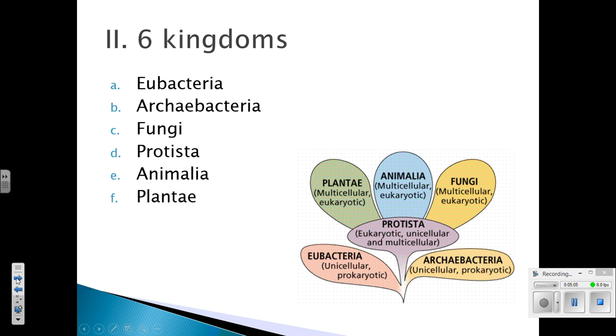Okay, so here's the 6 kingdoms. The 2 bacteria kingdoms, Eu meaning true bacteria, and Archaebacteria meaning ancient bacteria. They are the oldest. Then there's the protists, that are those unicellular organisms, but they have a nucleus. Then there's the fungi, animals, and plants.